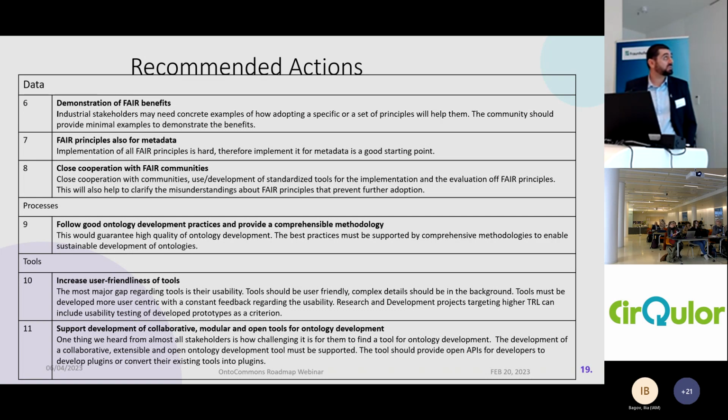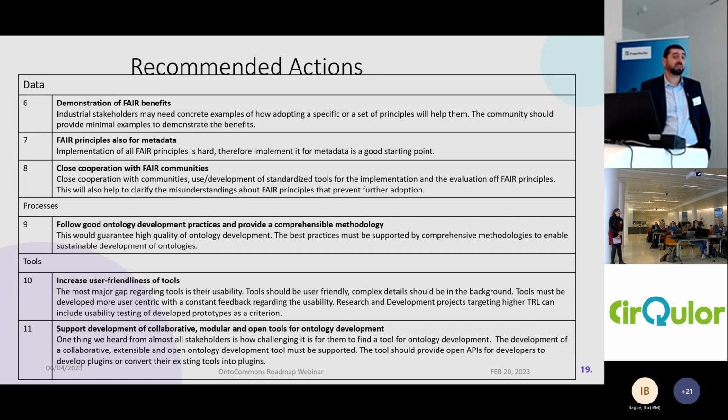Demonstration of FAIR benefits, so show what FAIR can do to improve data sharing and the impact for the company. FAIR principles also for metadata. That also makes ontologies FAIR and also makes the content of the ontology FAIR. Close cooperation with the communities, FAIR communities and other communities. So this is important. In terms of processes, follow good ontology development practices and provide a comprehensive methodology for tools.